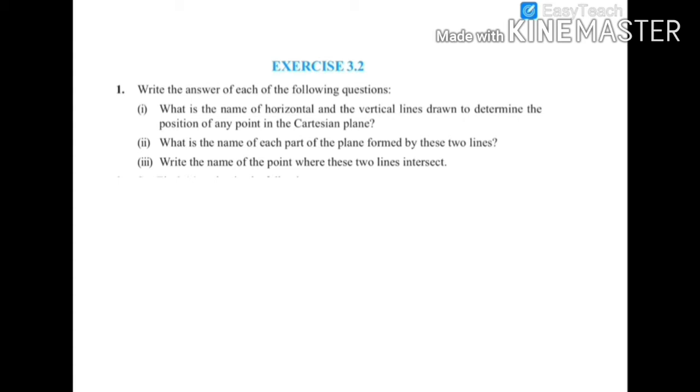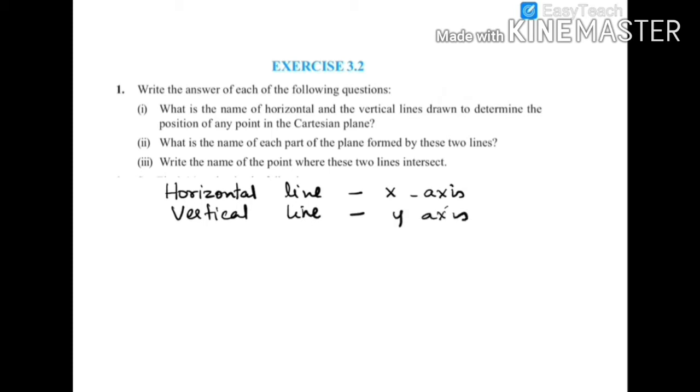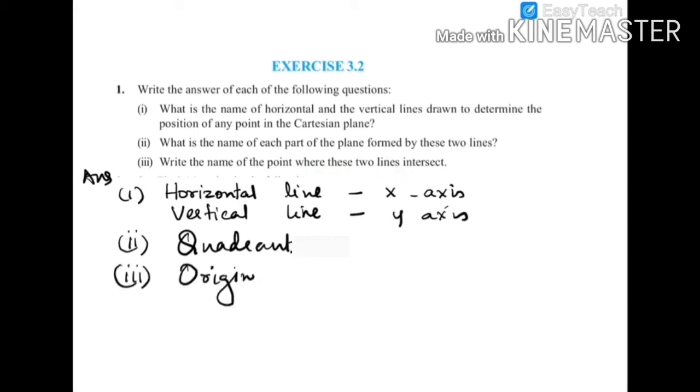Question number 1. Write the answer of each of the following questions. What is the name of the horizontal and vertical lines drawn to determine the position of any point in the Cartesian plane? The horizontal line is called the x-axis and the vertical line is called the y-axis. What is the name of each part of the plane formed by these two lines? Quadrant. Write the name of the point where these two lines intersect. That is called the origin.